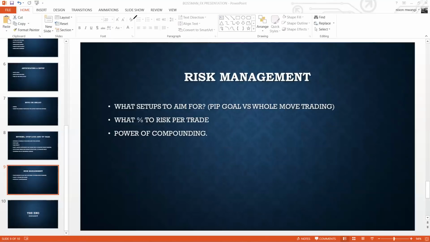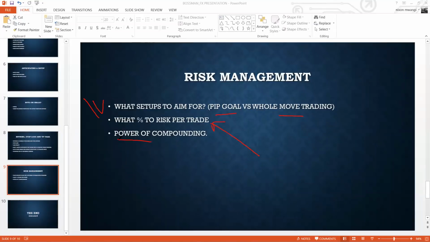So what setups to aim for? Pip goal versus whole move trading. We've already talked about that, and if you've got any questions, you can ask me. What percentage to risk per trade? This is simple. And then I'll go through the power of compounding.